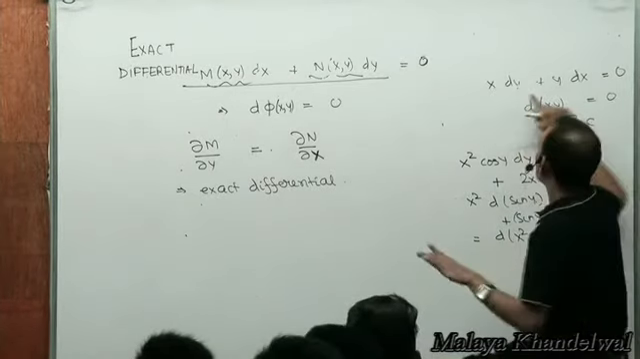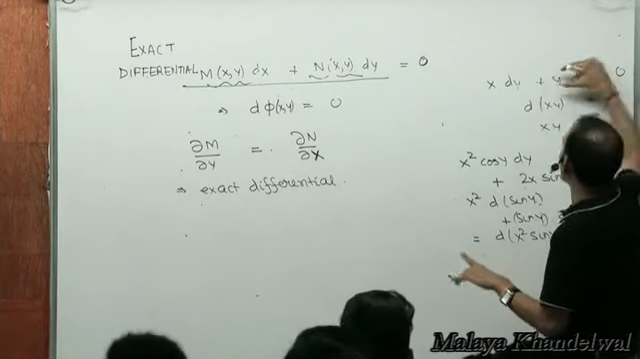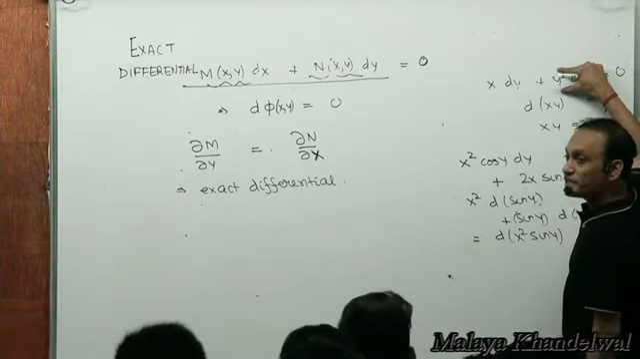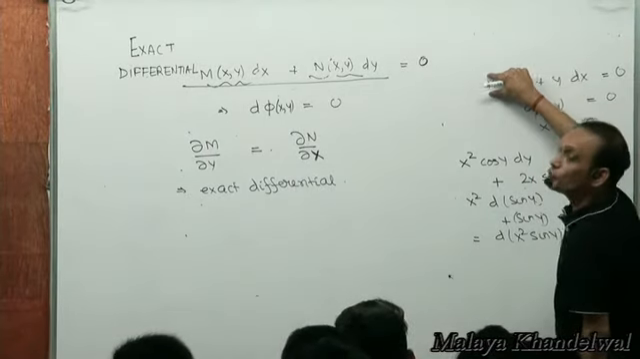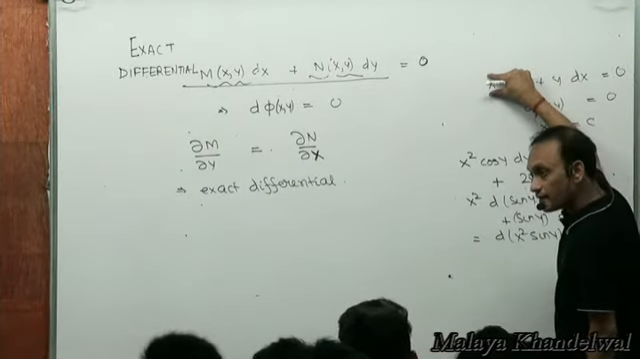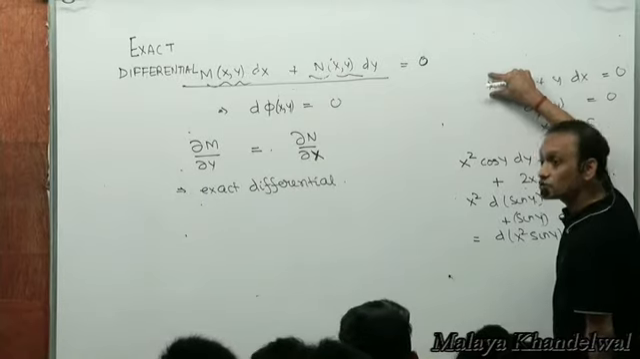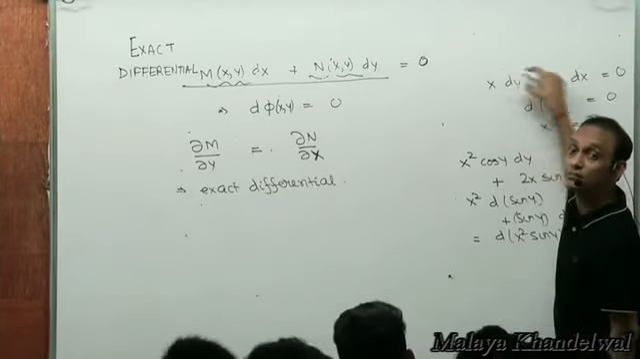I'm sorry. You know, this is M dx plus N dy. M to be differentiated with respect to y. That gives me 1. N, you want to differentiate with respect to x. And that will be 1. So 1 and 1, they are equal. So it's a perfect differential.